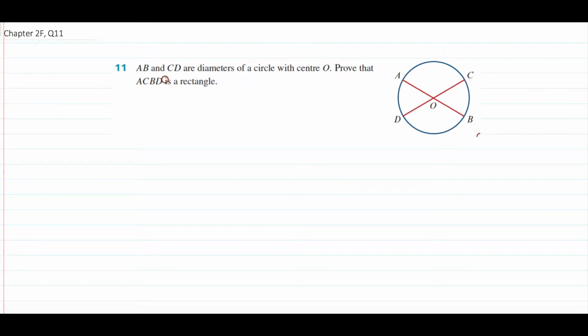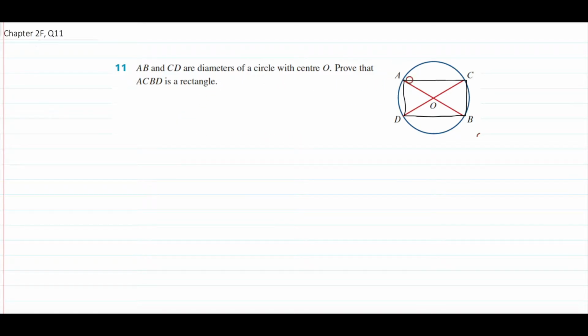Question 11. AB and CD are diameters of a circle with center O. Prove that ACBD is a rectangle. So this is what we want to show. A to C, C to B, B to D, and then back to A. We need to show that that is a rectangle. Clearly it does look like a rectangle, but we can't just say, oh, it looks like a rectangle graphically, therefore it is a rectangle. No, we have to prove it using vectors. That's why it's in the vector proof chapter.